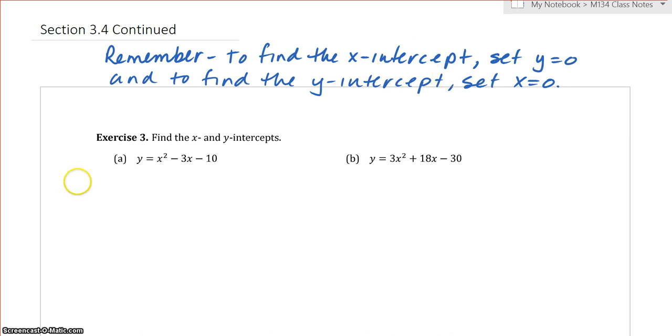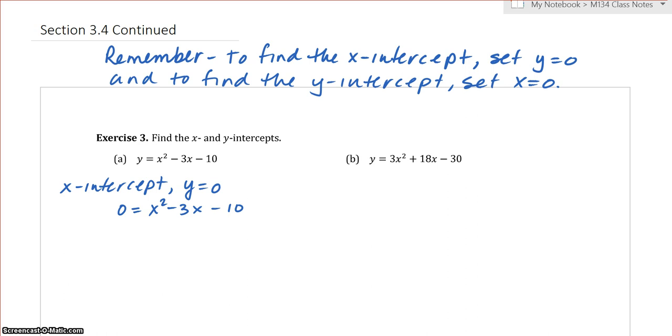Let's find the x-intercept first. So to find the x-intercept, we know we set y equals 0, so let's go ahead and do that. And now we have lots of practice solving these. You can try factoring. You can try the quadratic equation. You can try completing the square. What I usually go for first is I see if I can factor it very easily. And then if I can factor it, great. If I can't, I usually go for the quadratic formula. But this one does factor.